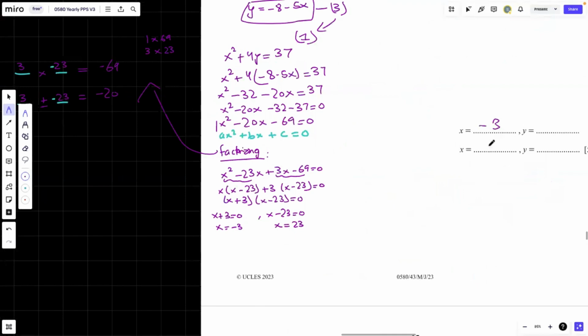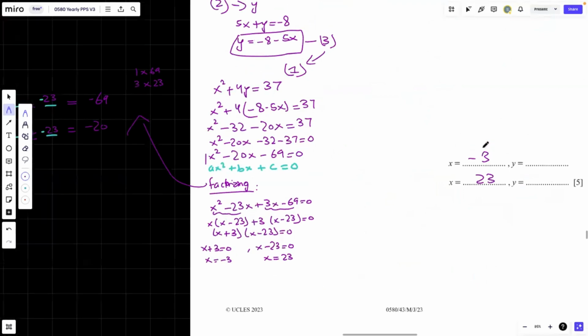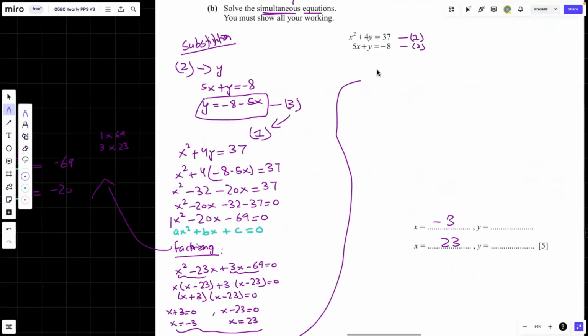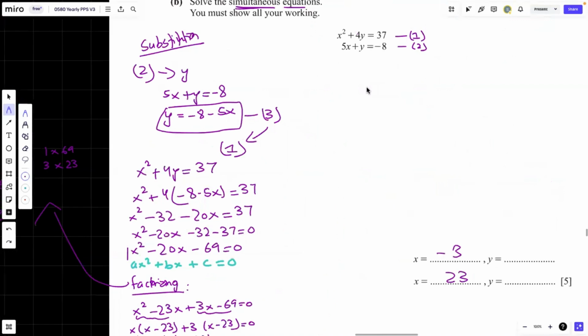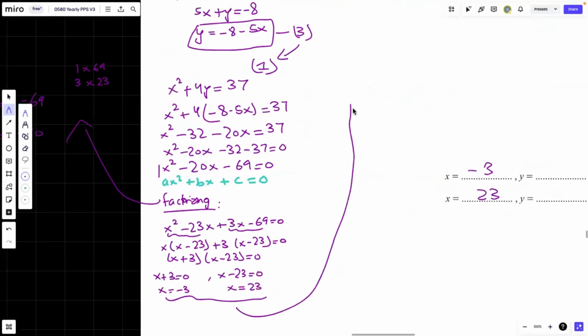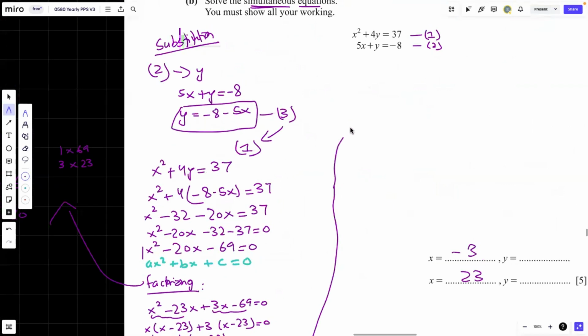Yeah, negative 3 and 23. But you do need the y's as well as it goes along for simultaneous equations. Now, the best place to plug the x coordinates in would be the substitution itself. So we're going to use it in the third equation, which was the substitution. So y equals minus 8 minus 5x.